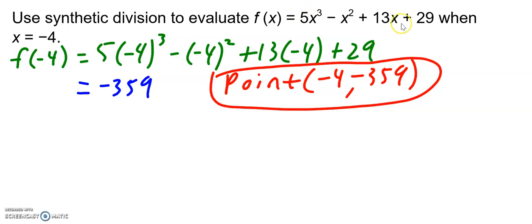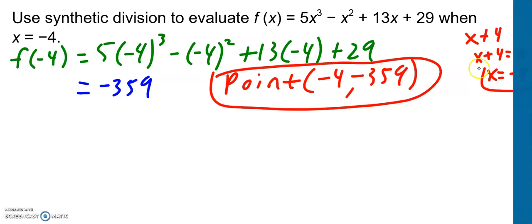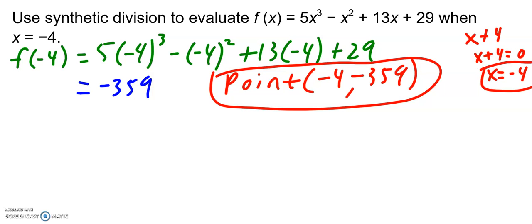Okay, now we're going to look at how I could know that information from synthetic division. Well, let's do synthetic division of this polynomial. Our k value, notice that this is already x equals -4. So as opposed to saying x plus 4 is what I'm going to divide by, where I would set this equal to 0 and I would solve, I already have solved. So the -4 is what is going to go in my corner. So I'm going to do -4. And then our coefficients, so 5, -1, 13, and 29.